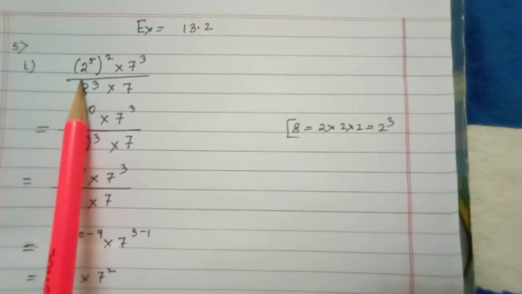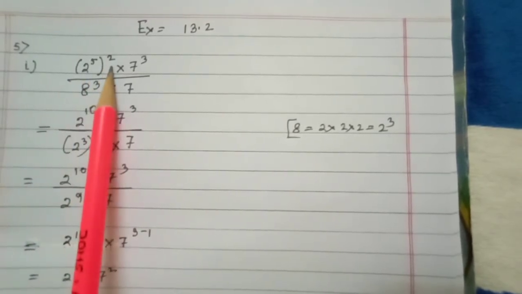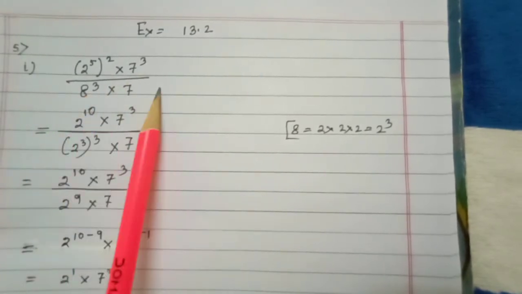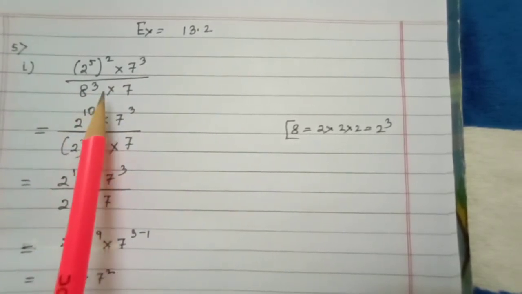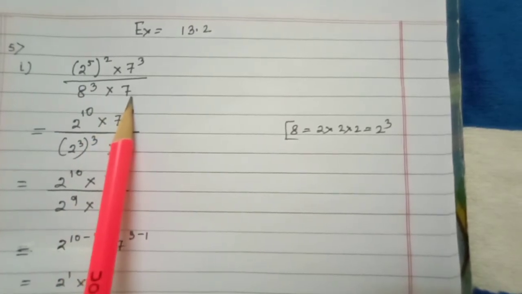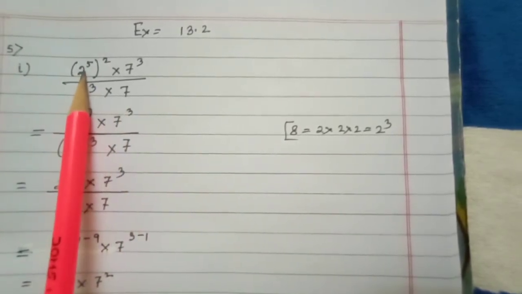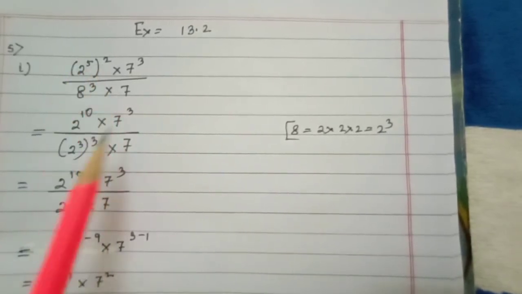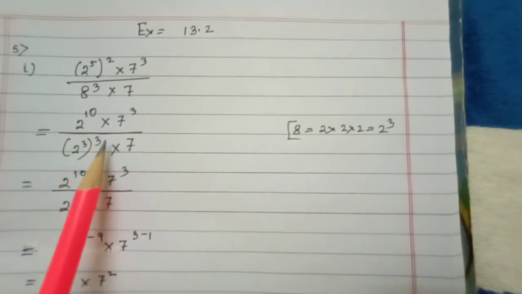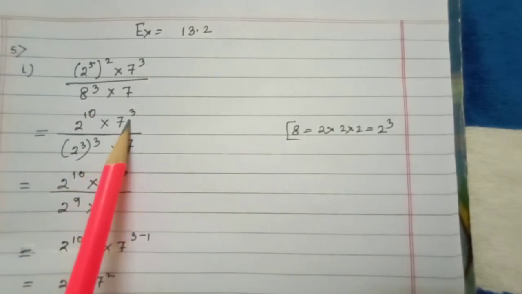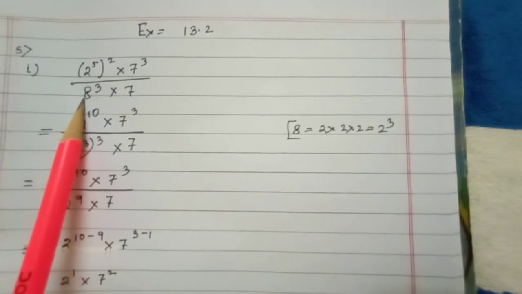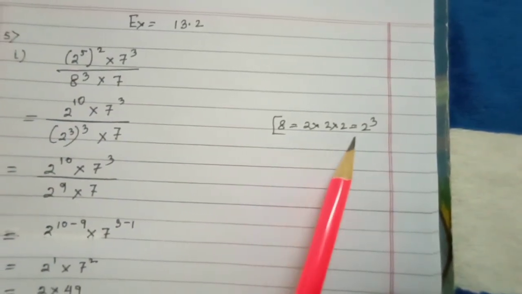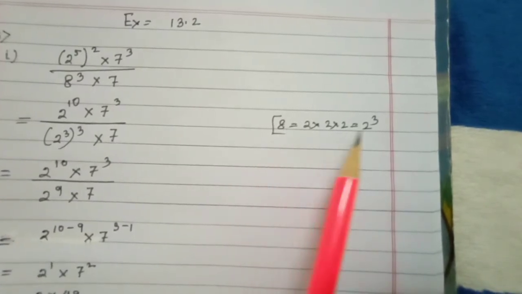First one: 2 to the power 5 whole to the power 2 into 7 to the power 3, divided by 8 to the power 3 into 7. 5 whole to the power 2, that means 5 into 2, 2 to the power 10 into 7 to the power 3. Here it was 8, and you know that 8 is 2 into 2 into 2, that means 2 cube. 8 means 2 cube.